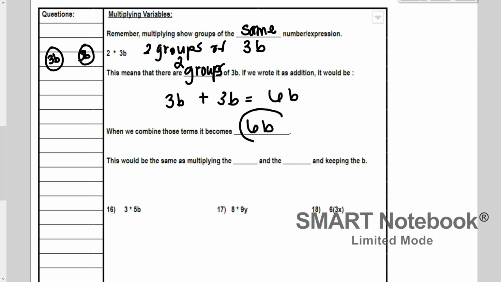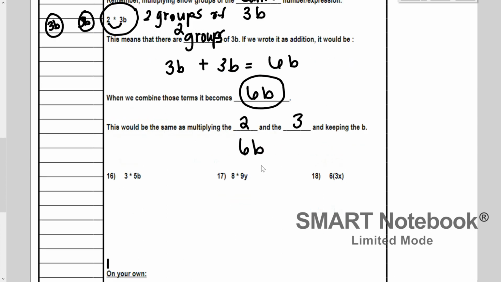So look at this answer and look at the problem we started with and think about how else could we get to 6b just from looking at this, not from writing out the groups. Because if I have 17 groups of 3b, I'm not going to want to sit there and draw 17 groups of 3b to add them all up. Okay, so we can get 6 by multiplying 3 times 2. And that's how we can simplify these. So this would be the same as multiplying the 2 and the 3, and then just keeping the b. So doing 2 times 3 is 6b.